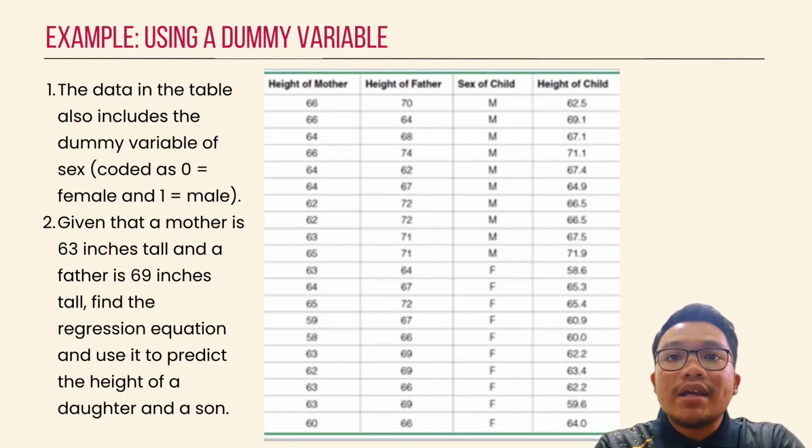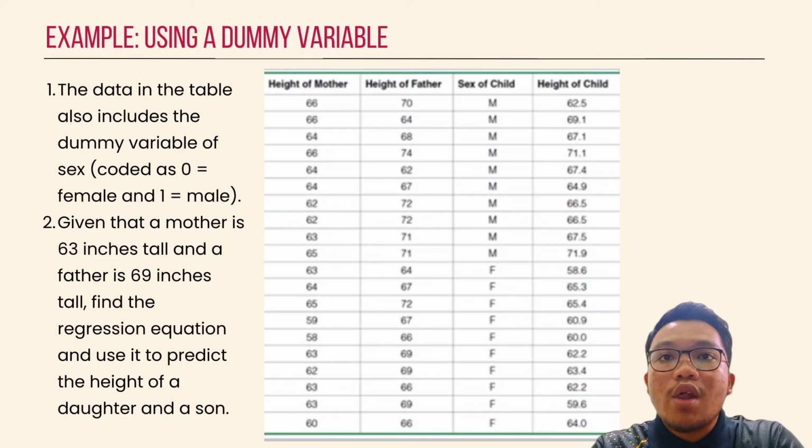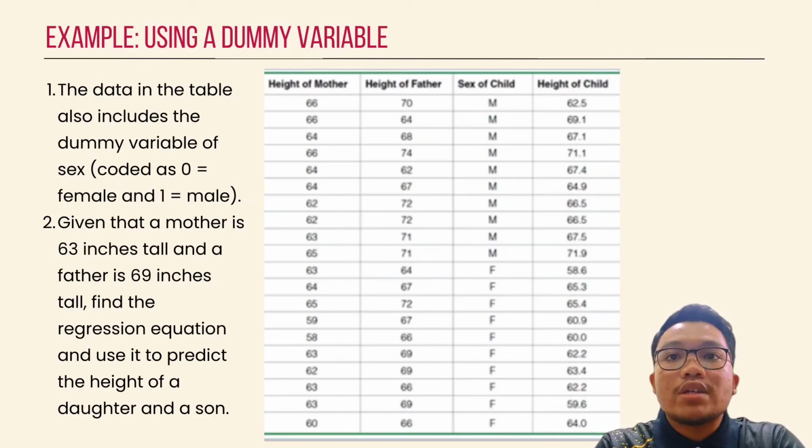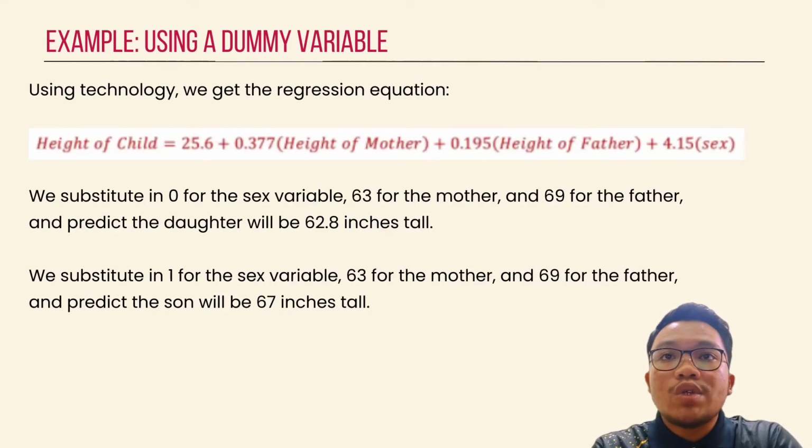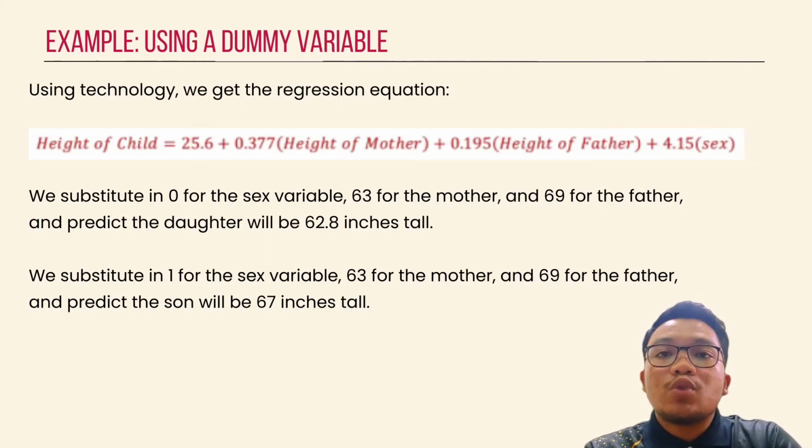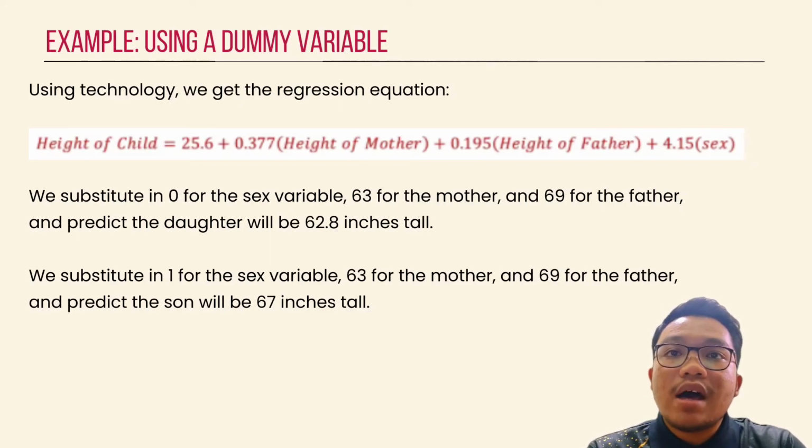Given that a mother is 62 inches tall and a father is 69 inches tall, find the regression equation and use it to predict the height of a daughter and a son. Using technology, we get the regression equation: height of child equals 25.6 plus 0.377 height of mother plus 0.195 height of father plus 4.15 sex.